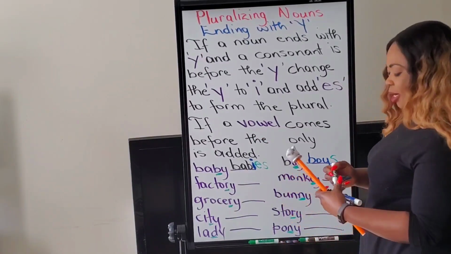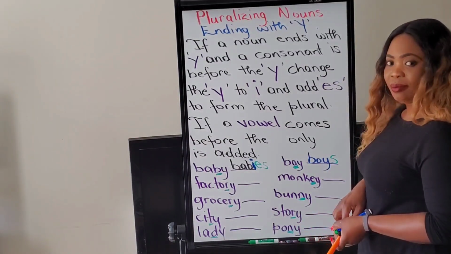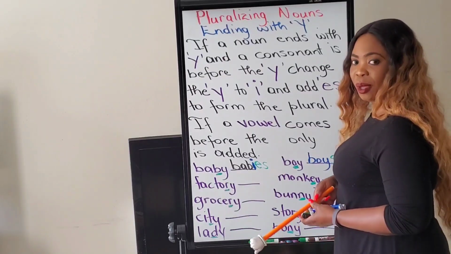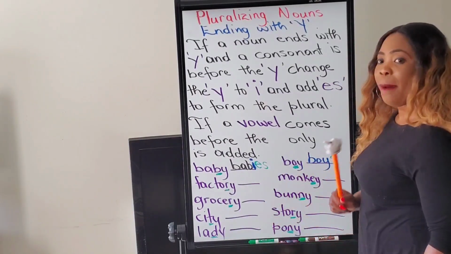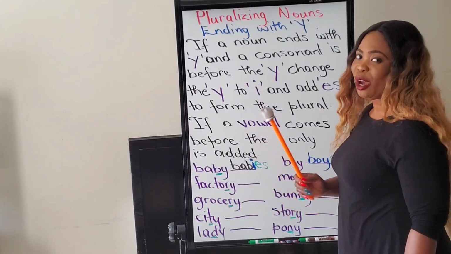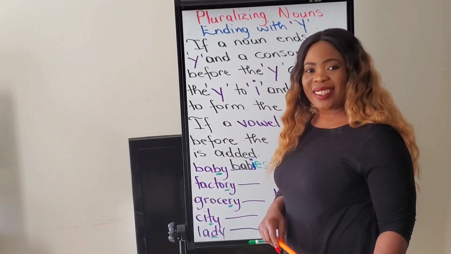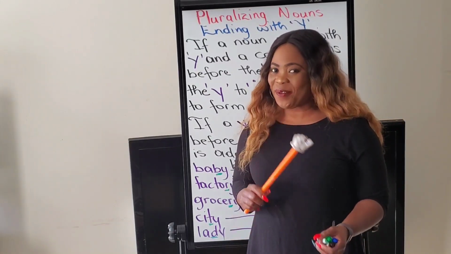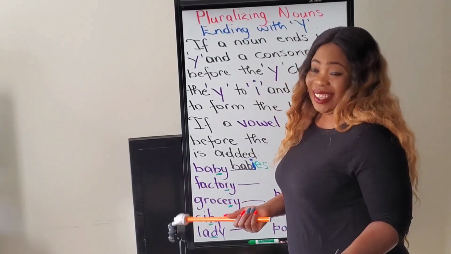Good job. So now what you're going to do for me is, for these, I want to see you put them in the comment box for me. So you are going to pluralize these nouns for me, taking into consideration the rules, okay? Now, let us look at those ending with F and FE. What will we do? Let's see.